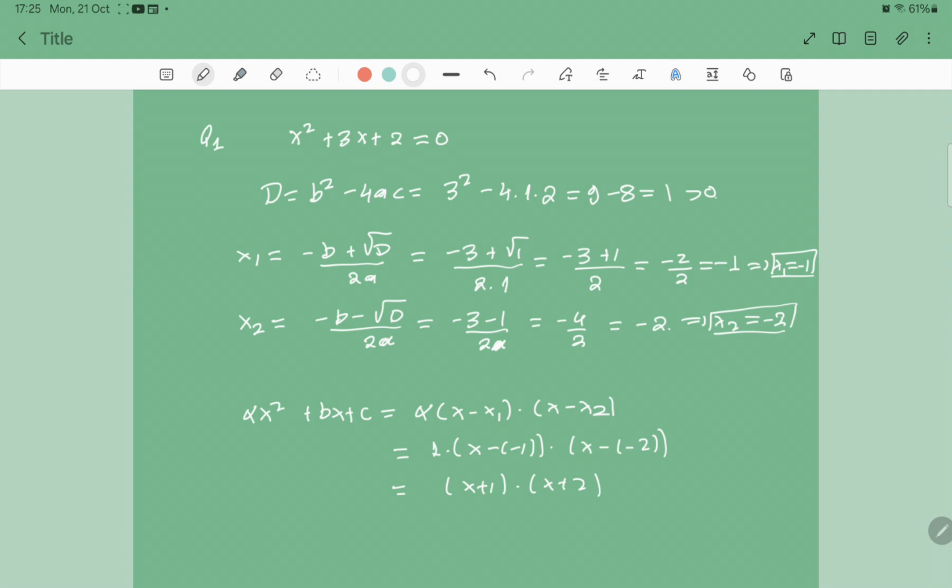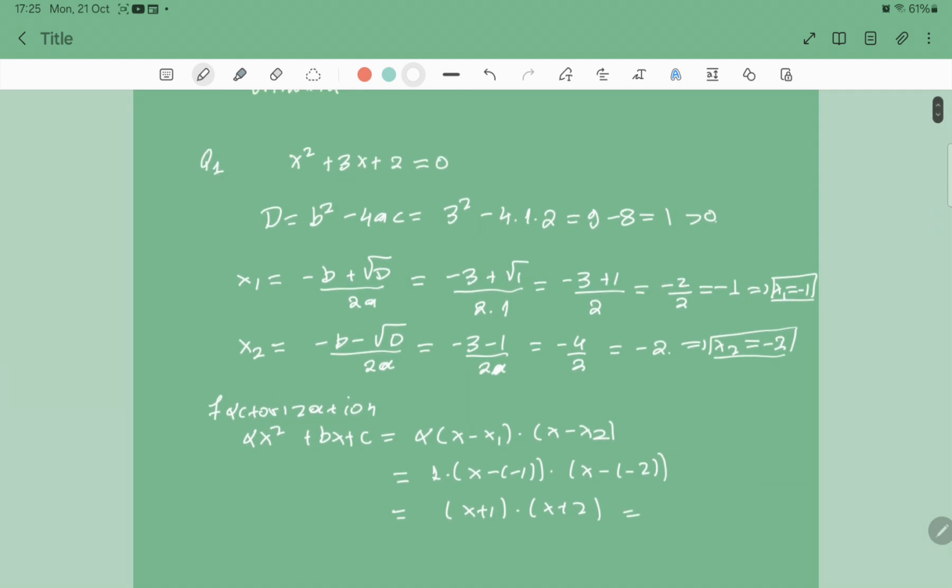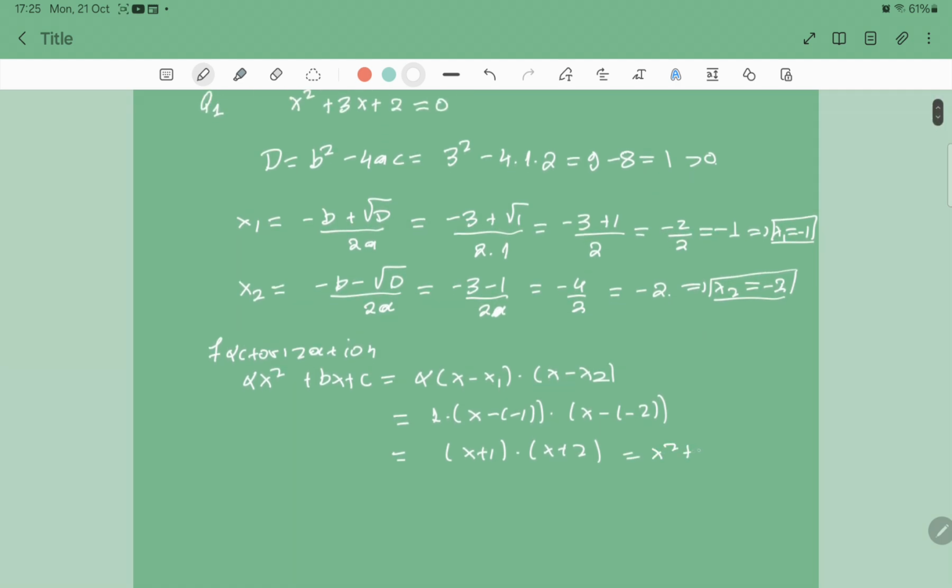I will do the rest of the problems without going into much detail. I will calculate the discriminant and the roots in a straightforward manner and also factorize. This is the factorization part. If you expand this, you will go back to the initial polynomial of degree 2, x squared plus 3x plus 2.